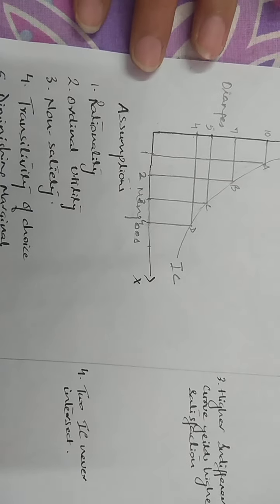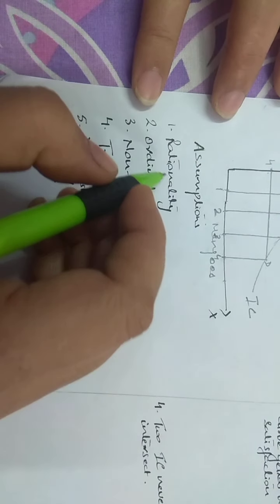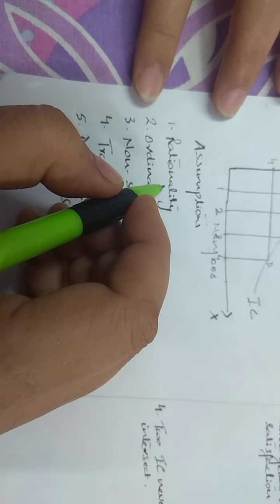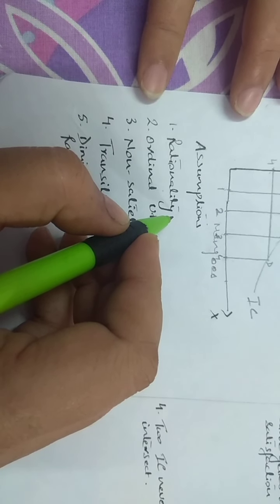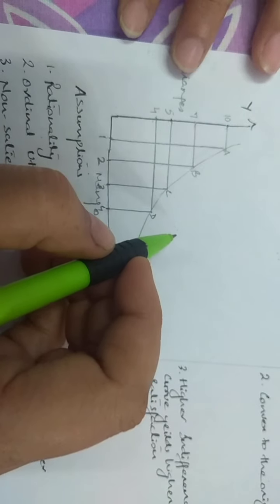Now let us understand the assumptions of indifference curve analysis. Now the first assumption says that the consumer is rational. Rational means that the consumer will try to maximize his total satisfaction. So he will always prefer a higher indifference curve.